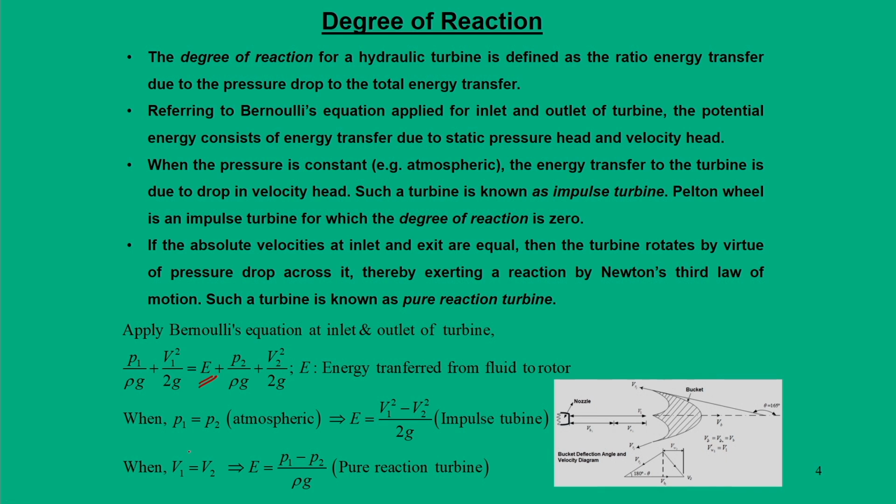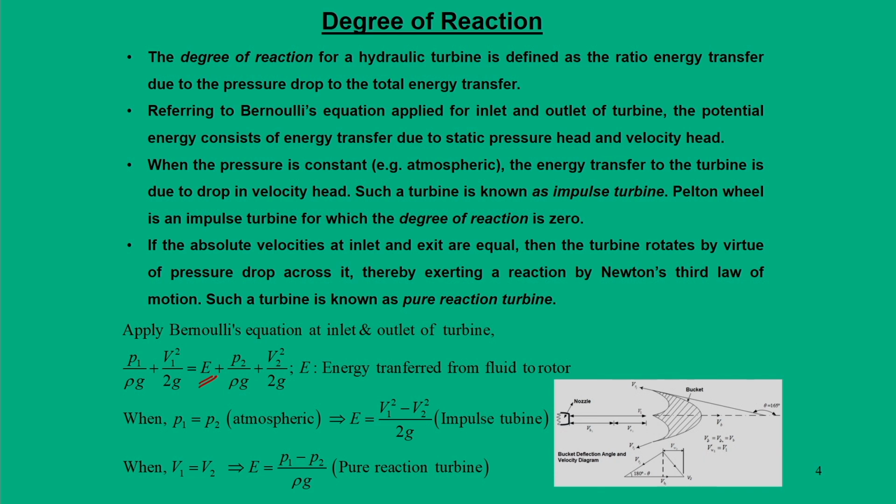Now, if you assume P1 and P2 to be atmospheric, the energy available will be (V1 square minus V2 square) by 2g. So, this is nothing but your velocity head, and this is exactly what we do in an impulse turbine or in a Pelton wheel. So, the entire water always experiences atmospheric pressure throughout its path, and the entire velocity head is converted for power generation, that is, energy transfer from fluid to rotor.